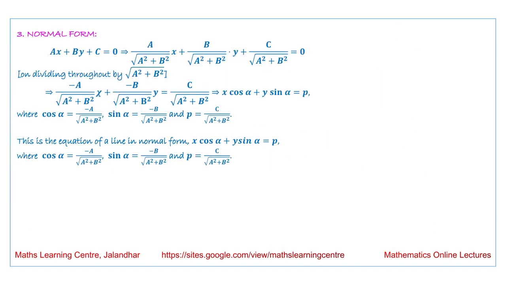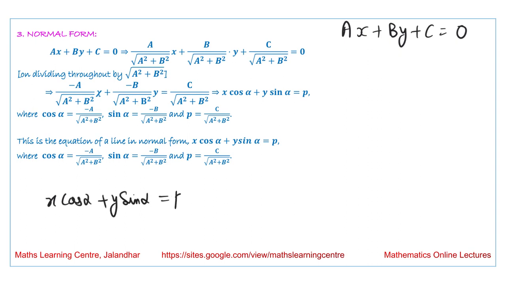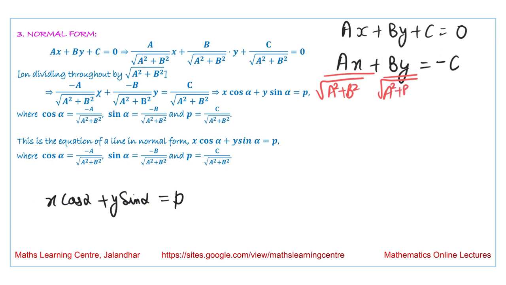Next is the normal form. We want to reduce this equation to the normal form. So the equation is ax plus by plus c is equal to 0. Normal form we know is x cos alpha plus y sin alpha, that is equal to p. We want to reduce it to this form. Now if we write this equation as ax plus by is equal to minus c, and we divide both sides of this equation by square root of a square plus b square.